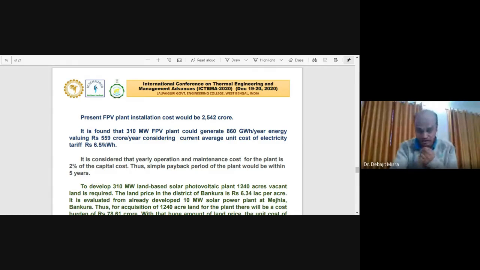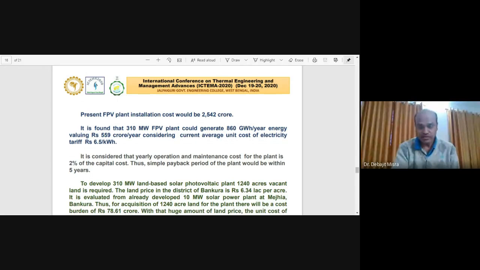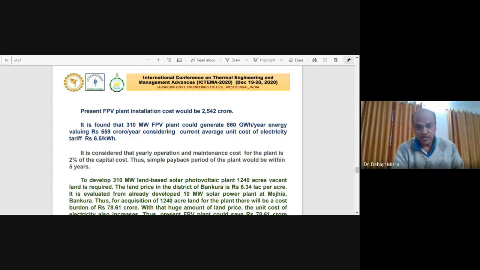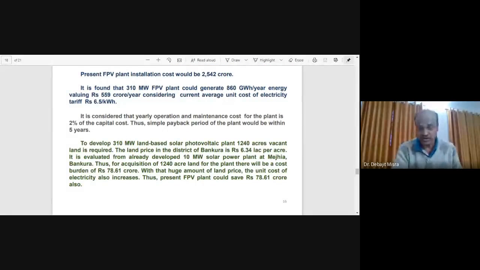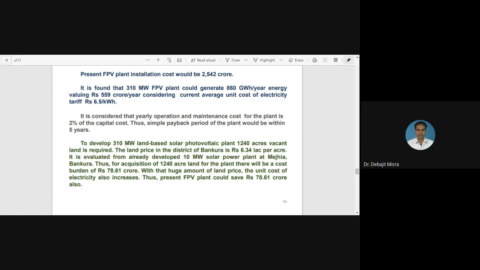The energy that could be generated is 860 gigawatt hours per year, valuing 559 crore per year, and the current average unit cost of 6.5 per kilowatt hour is considered. The plant maintenance cost is 2%. Payback is found to be 5 years. Dr. Misra, you have 310 megawatt.